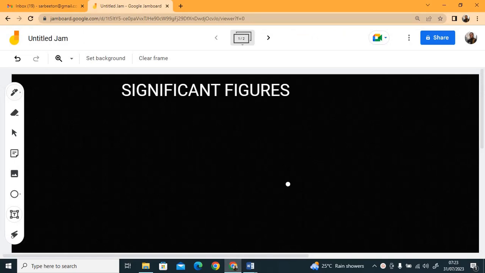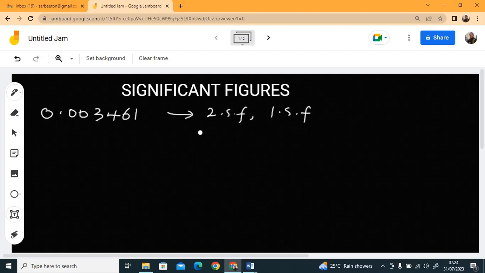If, for example, you are given 0.003461, and you have to round it to 2 significant figures and 1 significant figure, what do you think the answer will be? It means in this particular case, this leading zero, you don't need to count it. It will not be among the significant figures. It will be insignificant. It will not be counted.